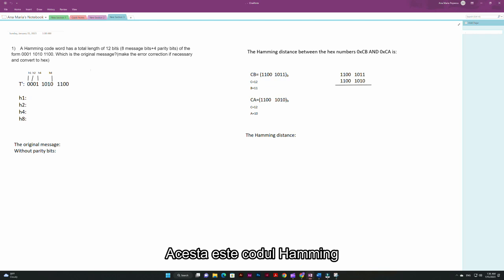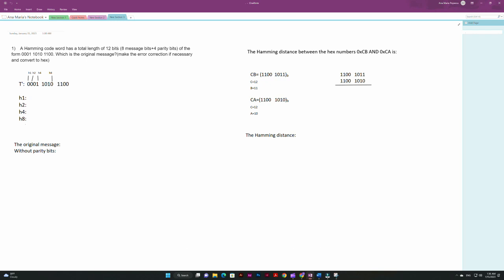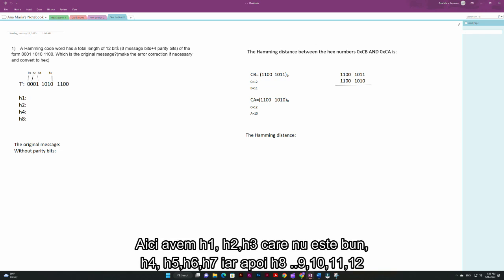So this is the Hamming code. And these are the parity bits h1, h2, h4, h8, because these are the powers of 2. And here we have h1, h2, h3, which is not correct, h4, h5, h6, h7, and then we have h8 and 9, 10, 11, and 12.